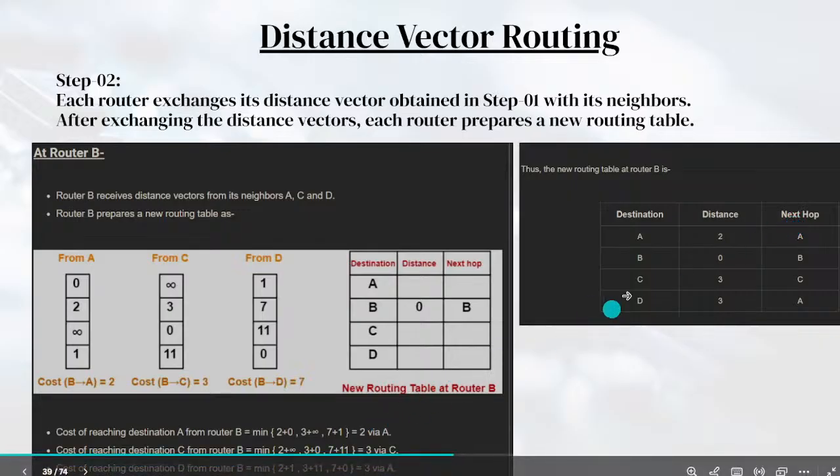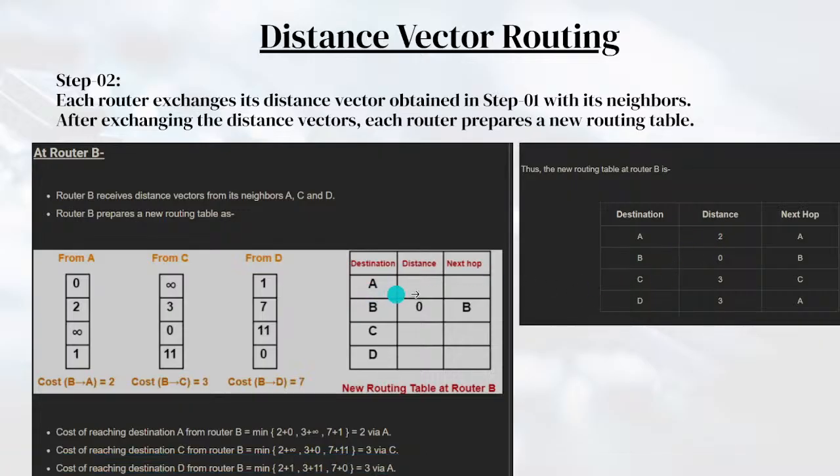Okay, via A, I got it, the shortest path, right? Now the next one is this, the freeze area. We are not going to do anything because from here we have started, right? Now the C part. Okay, so for that, 2 plus infinity, 3 plus 0, and 7 plus 11. So which one is the shortest? 3 plus 0 is the shortest. So we have updated here 3.